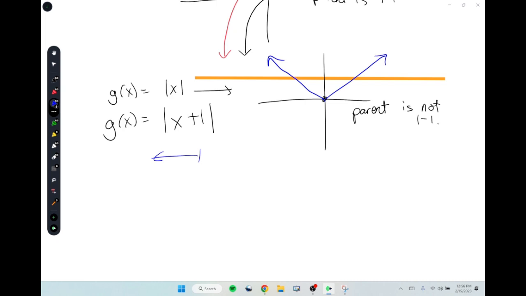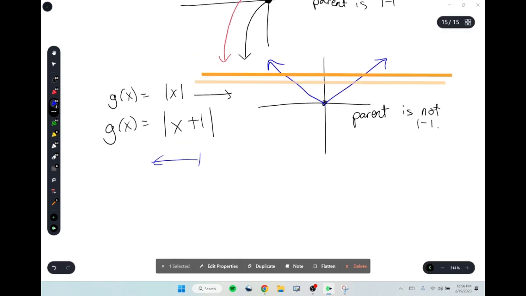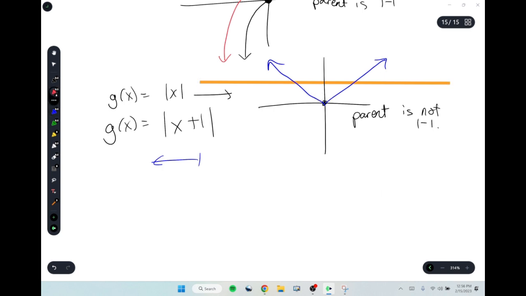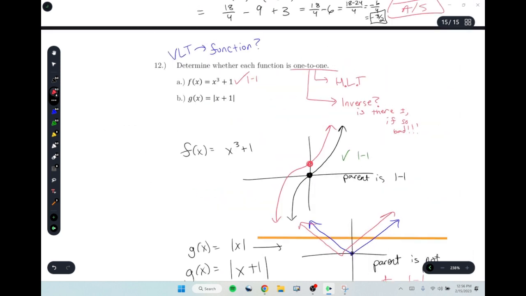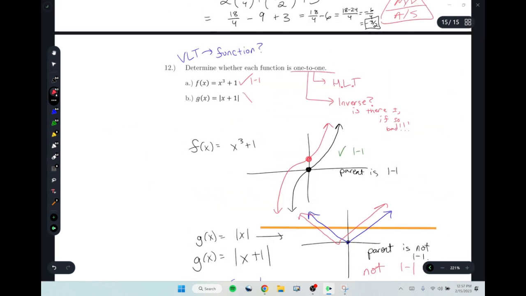So let's shift this thing. Though, actually, it wouldn't matter for our answer to the question. If you went up or to the left, the answer is the same, right? But if you were answering a different question, going to the left 1, does it still not pass? Not 1-to-1. So the crux of this problem really came down to, did you know the parent functions? Not necessarily did you know how to invert it or do a math formula. It's did you know the parent functions?